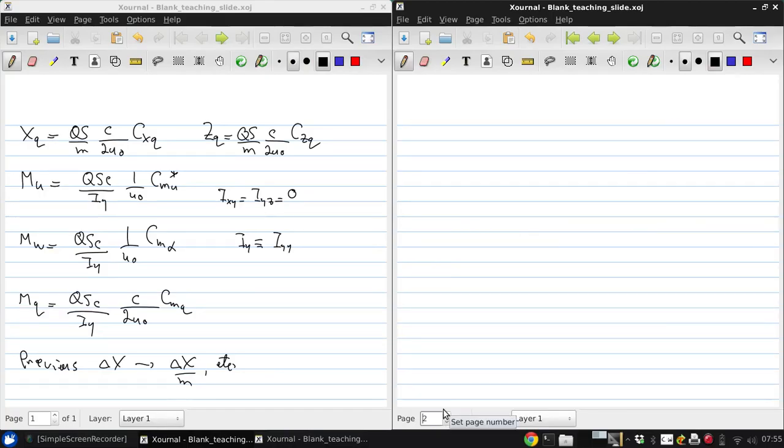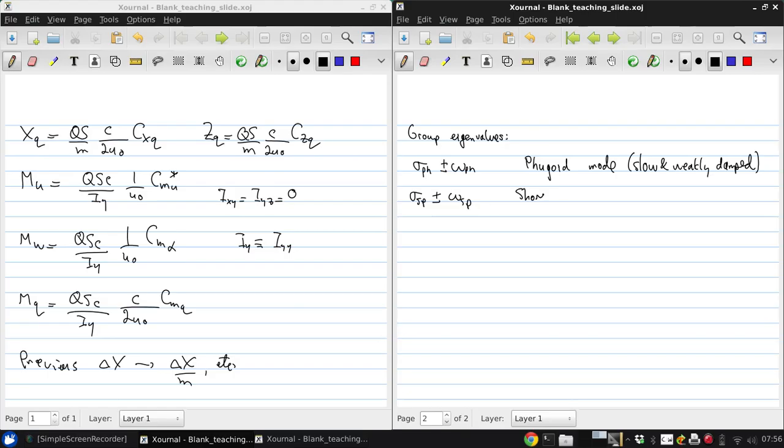So we have now a 4x4 system, so we expect we'll have four eigenvalues, and we can group them as follows. Sigma_PH plus or minus omega_PH is what we call the phugoid mode. This is typically slow and weakly damped, as we'll see. And sigma_SP plus or minus omega_SP is the short period mode, which is fast and well damped.